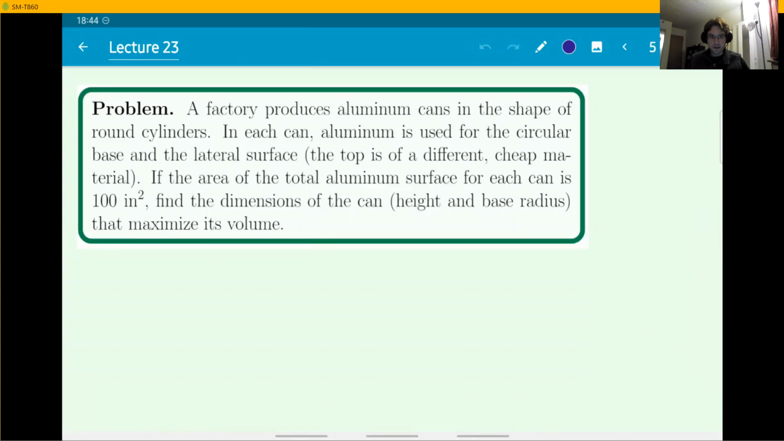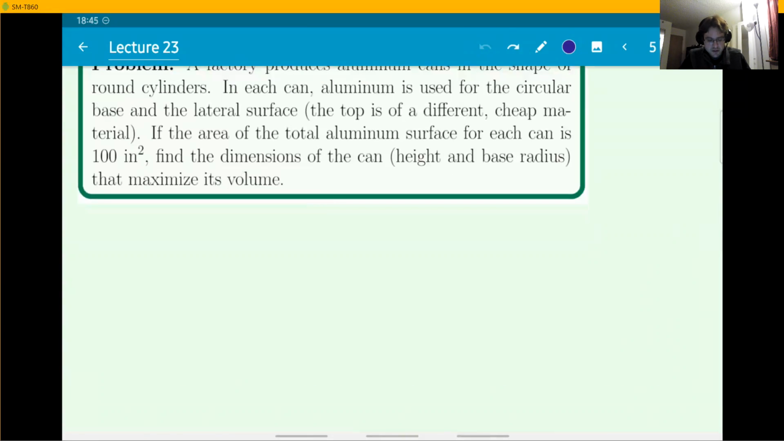It's a word problem, and you're also going to see it involves some ugly numbers. Usually the fractions and things that are not going to easily simplify. You're going to see many square roots and pi, and we'll see what I'm talking about. So here, a factory produces aluminum cans in the shape of round cylinders, and in each can, aluminum is only used for the circular base and also the lateral surface. The top is going to be some different cheap material. The area of aluminum surface for each can is always 100 inches squared.